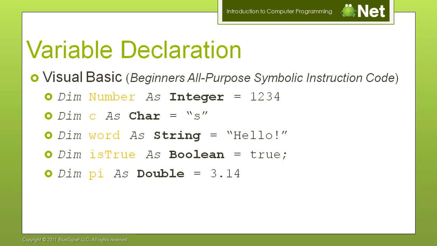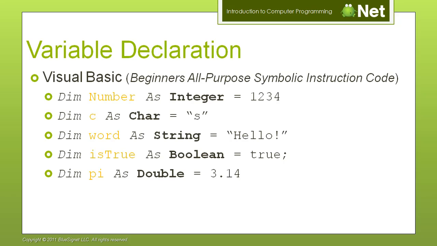So, when we declare a variable in Visual Basic, we redundantly put dim in front of every one of these declarations. So we say dim number, which is what we're calling our variable in this case, as an integer, which is equal to, in this case, the number 1, 2, 3, 4. So dim, which is not something that's intuitively understood, stands for dimension.